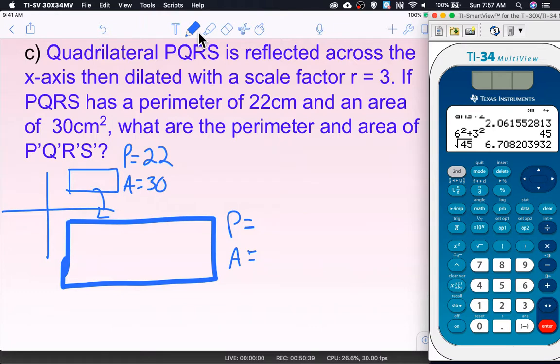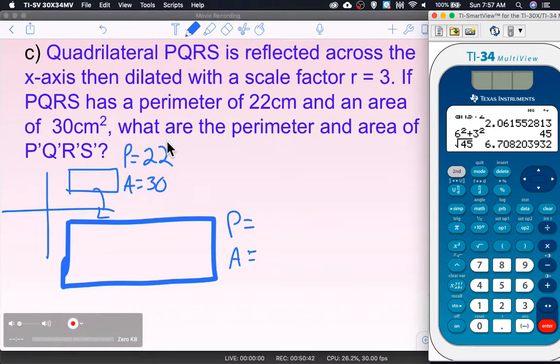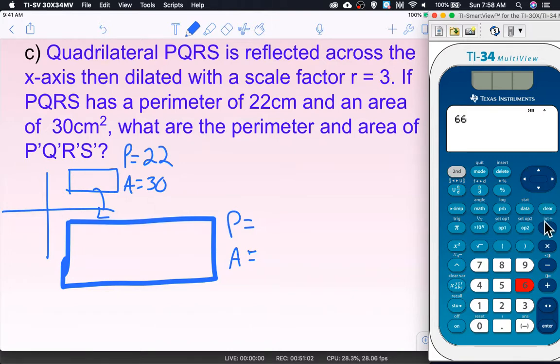All right, so things we know. We know that each side of this is now 3 times as big, right? So this side is 3 times bigger than this side. That means we can easily find the perimeter, because the perimeter would literally just be 3 times as big. 22 times 3. Each side is 3 times as big. The perimeter is 66 centimeters.